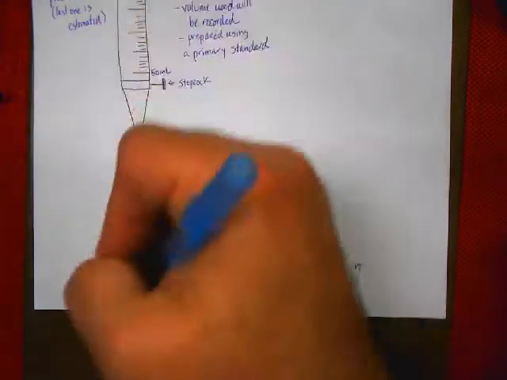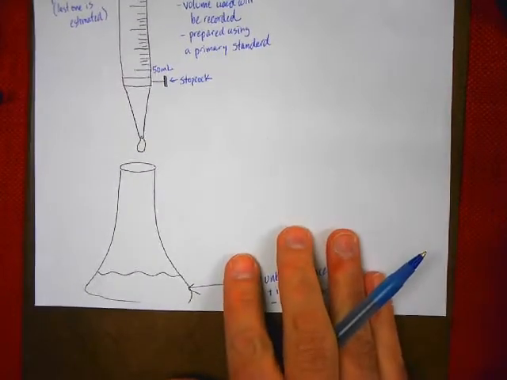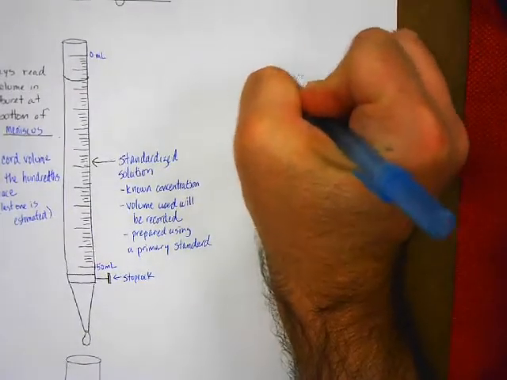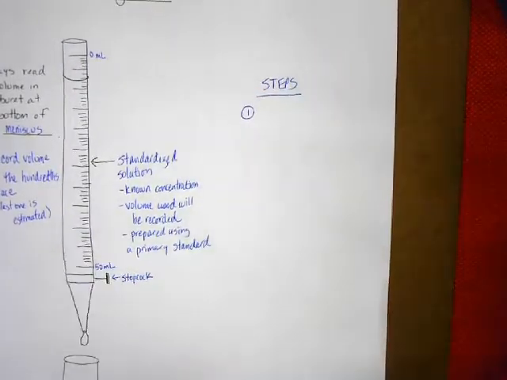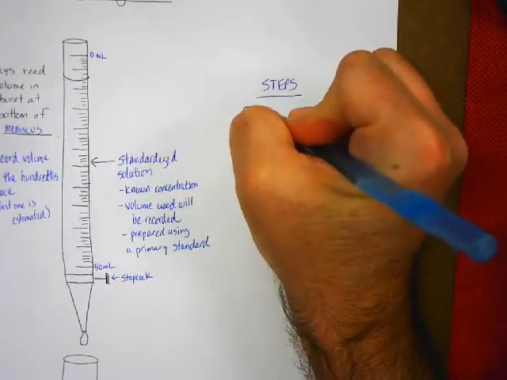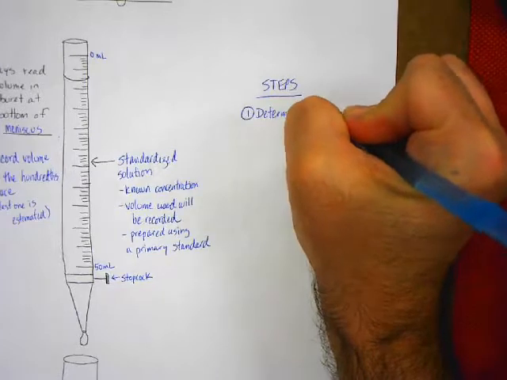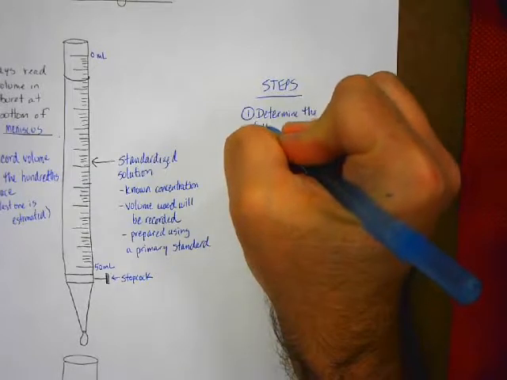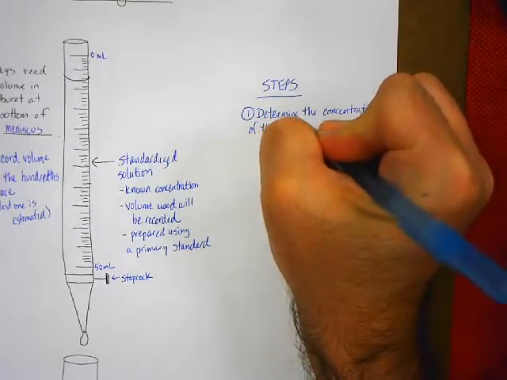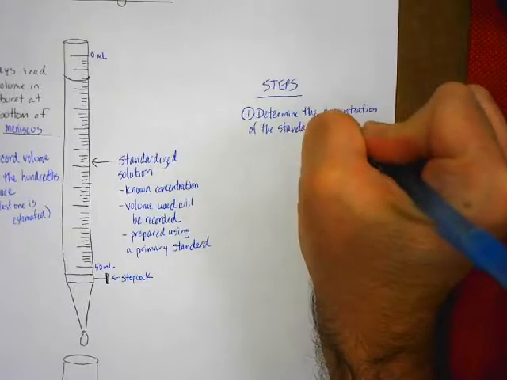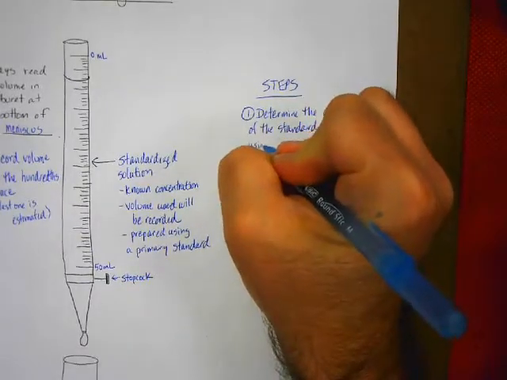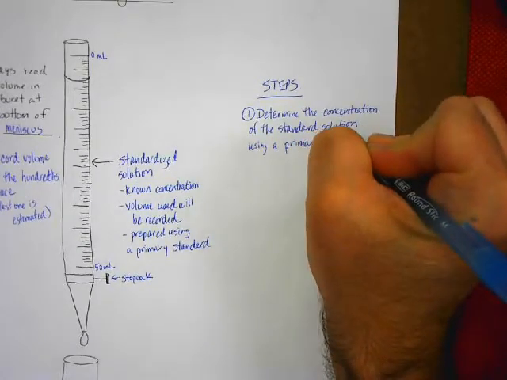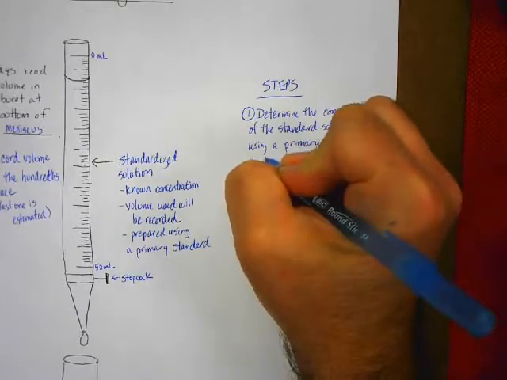So now what we know is in everything, now we have 3 main steps that we use for titrations. And I'm just going to write those up here alongside. So our first step is we have to determine the concentration of the standard solution using a primary standard and titration.